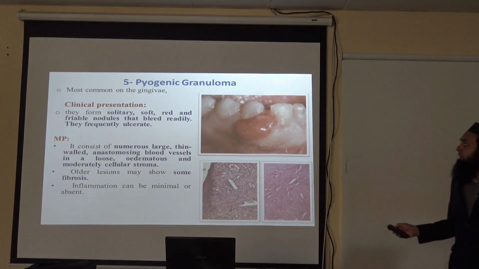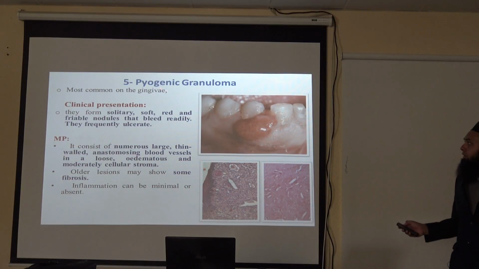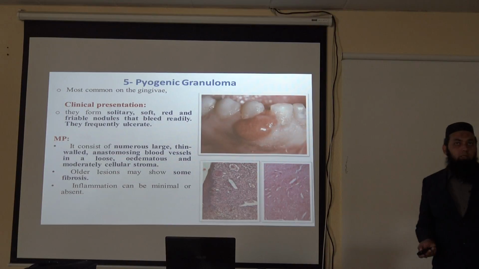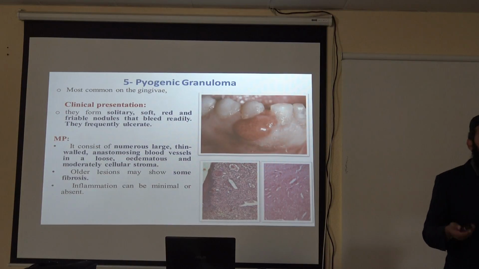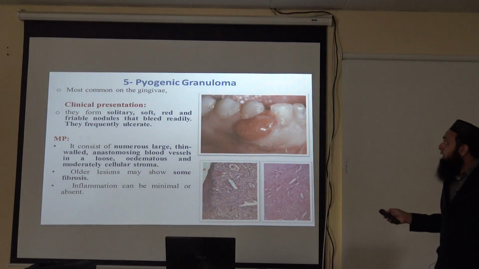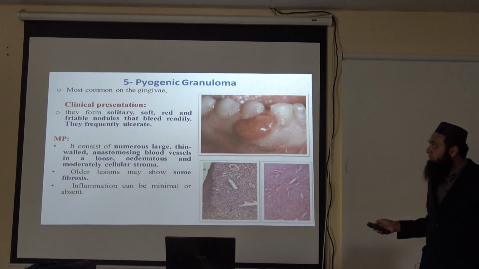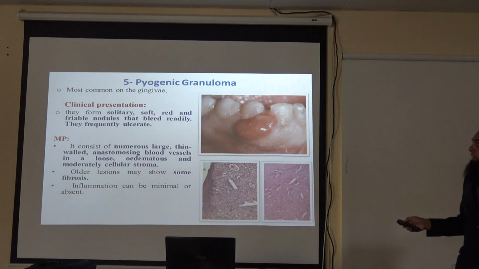The fifth one is pyogenic granuloma. So now, the word pyogenic, what does it mean? Very good. Pus is there. And pus is usually due to, very good, bacterial infections. Okay? So bacterial infection usually leads to pus. Okay. So this is common in gingivae, clinical presentation, they are solitary, soft, red and friable nodules that bleed readily.